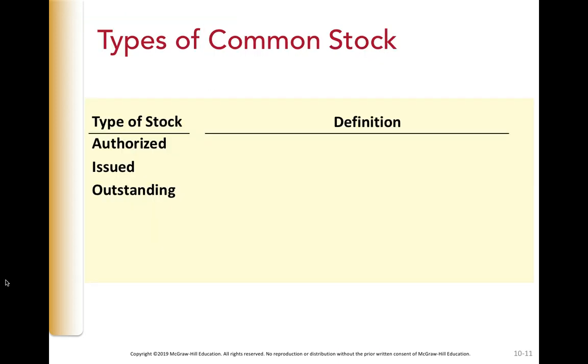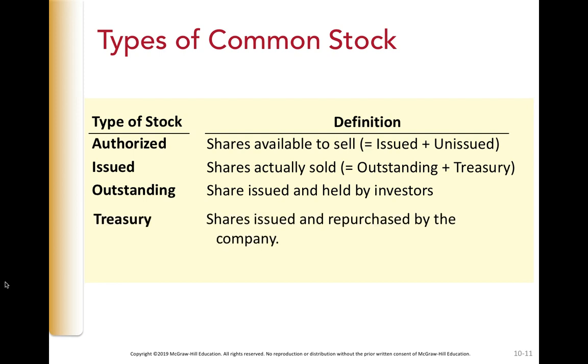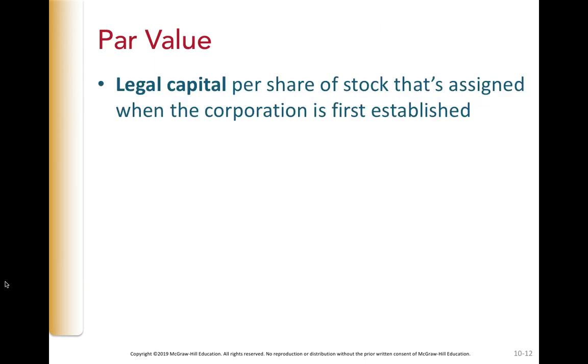Let's look at these different types of common stock. Authorized stock are shares that are available to sell. They are made up of issued and unissued stock. Issued stock are shares that are actually sold. These are made up of outstanding and treasury stock. Outstanding stock is shares issued and held by investors. Treasury stock are shares that were issued, but they were then repurchased by the company.